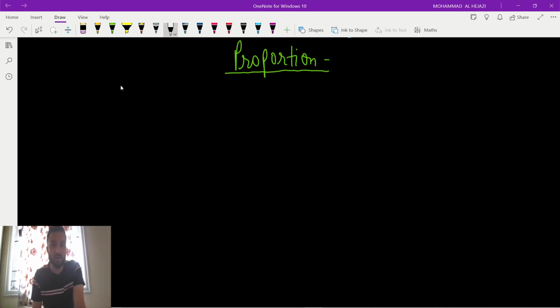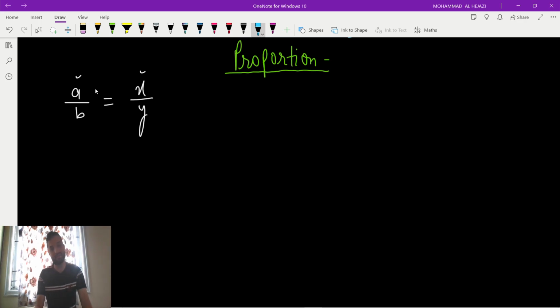See, in the ratio what we have studied, like this, a by b is a one ratio. So in the proportion what will happen, if suppose a by b is a one ratio and x by y is another ratio, so if these two ratios are equal to each other, that is a proportion. If the two ratios are equal to each other, it is called proportion.